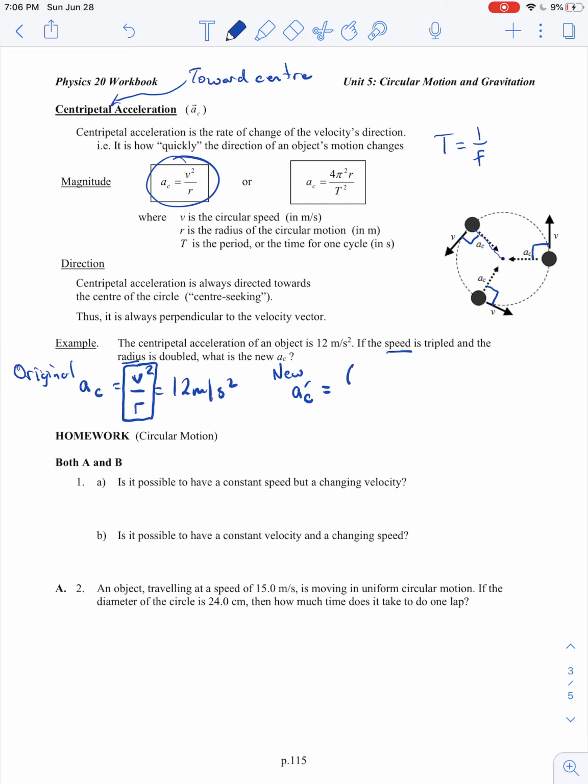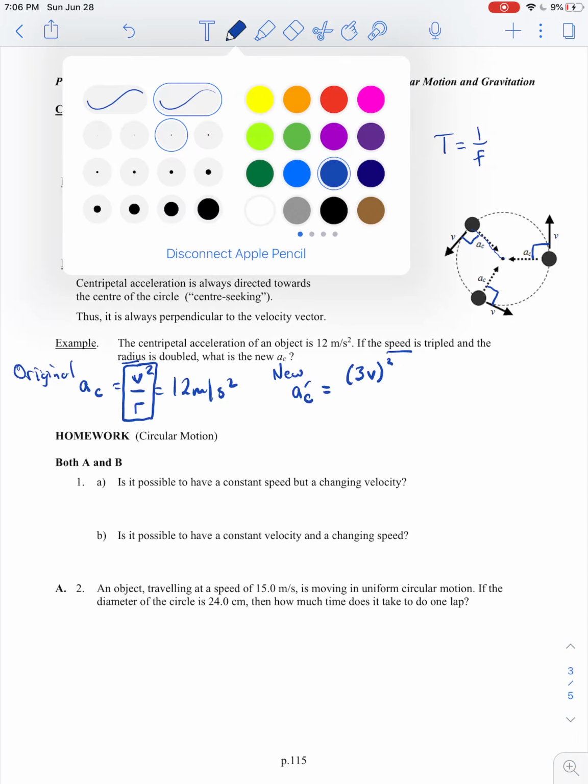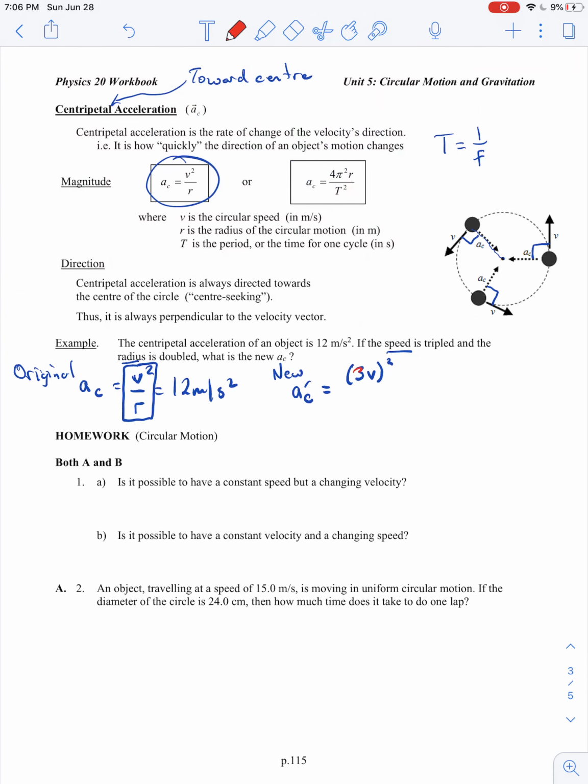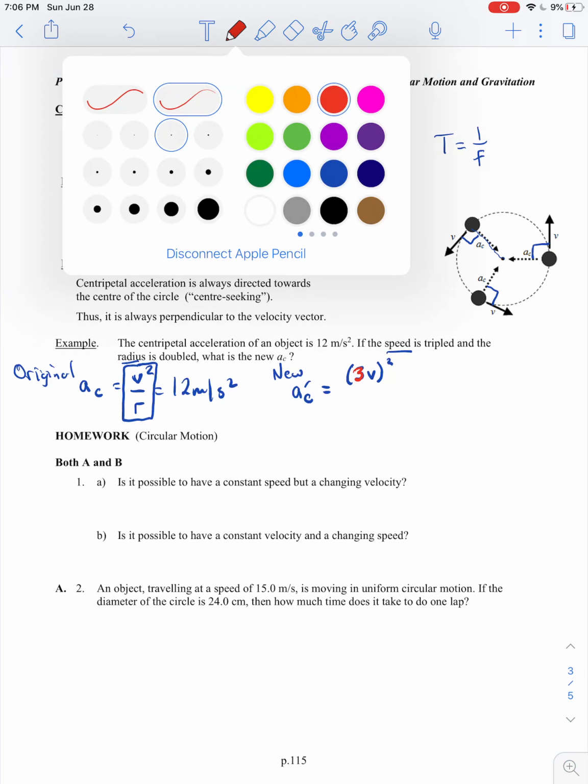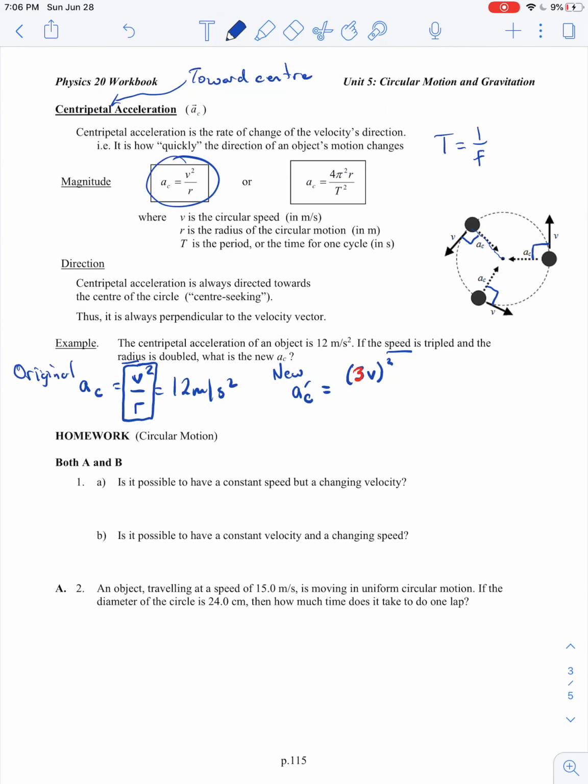It says that the speed is tripled. So I'm going to triple the speed, but whatever the speed is, we have to square it. So I've tripled that speed, multiplied that by a 3, and that's v squared. And so we then also have to divide by the radius, and the radius in this case is doubled. So we have to go twice r. And so again, I'm changing that into 2 times the radius that it was before.